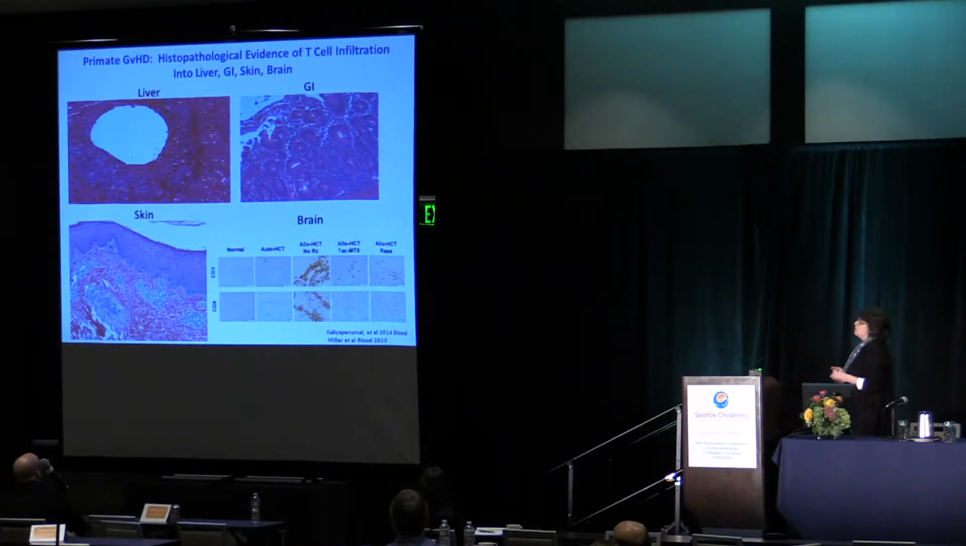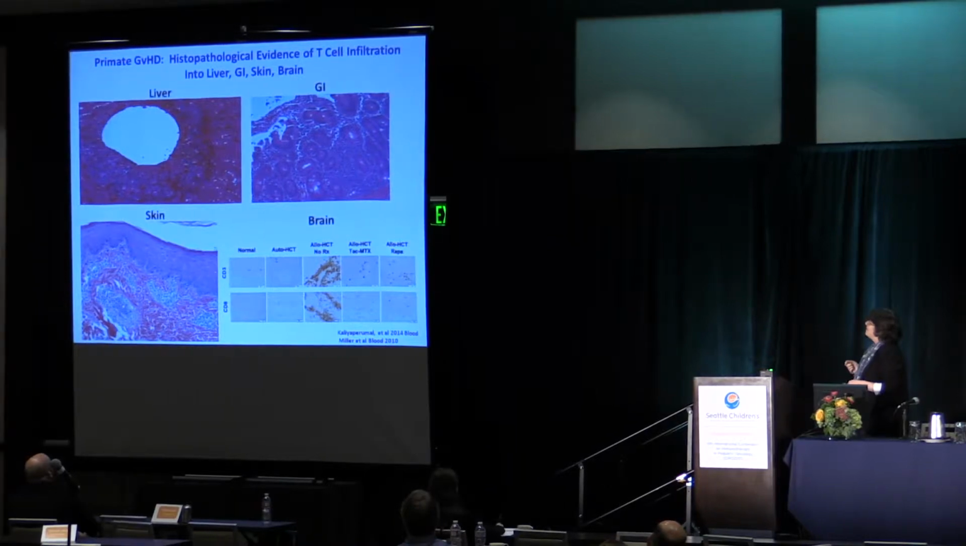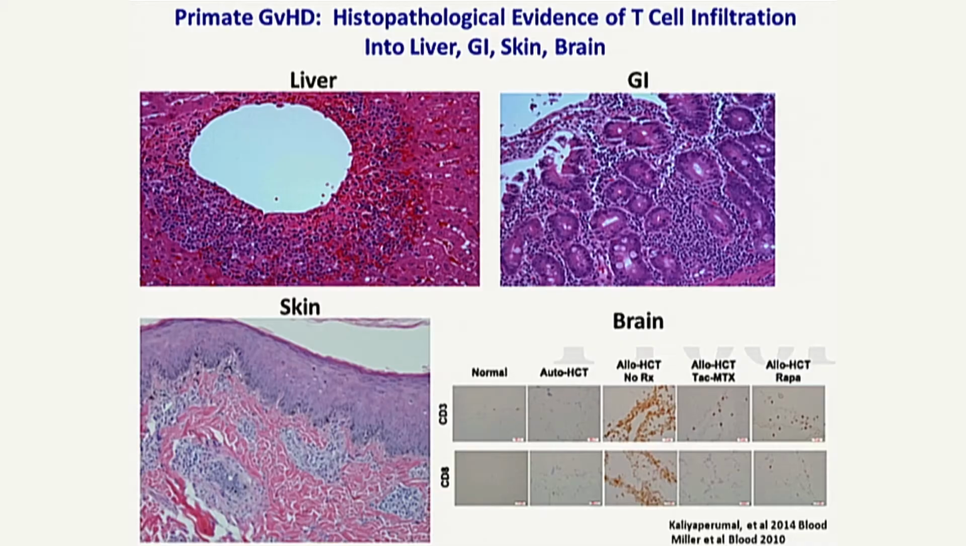In addition to just looking at the clinical scores, we can do very detailed immunopathology and histopathology, and I think this is going to be really important for looking at mechanisms of tissue infiltration. I think there's going to be some big crosstalk there with immune therapy. So we can quantify T-cell infiltration into the liver, the GI tract, and the skin. Those are canonical organs of GvHD.